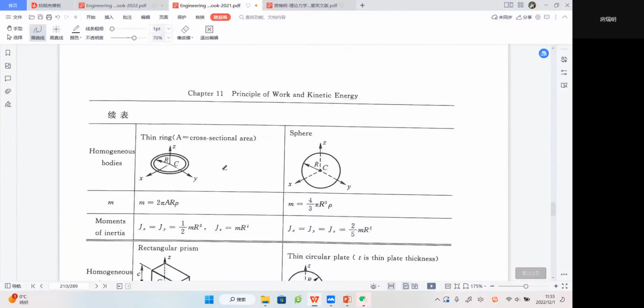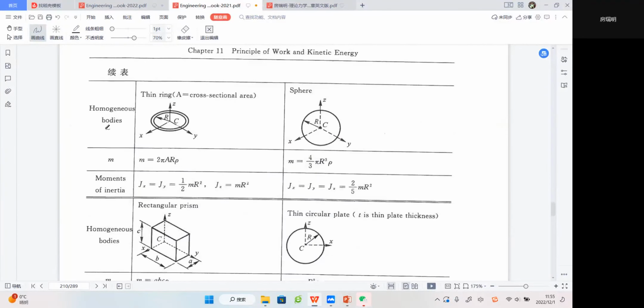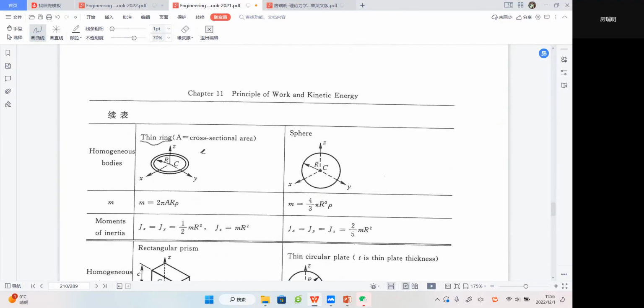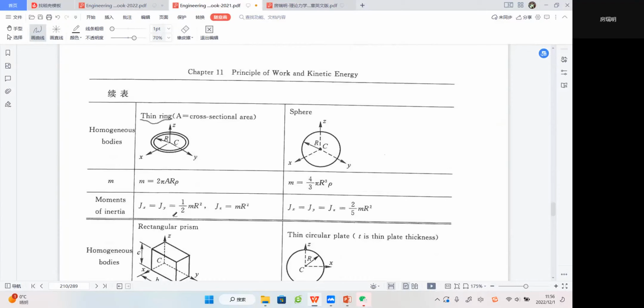Let's see. This is the homogeneous body, thin ring. So I think donut is thin ring, 圆环, a cross-section area. So it's Gx, Gz. The Gz is very important. Gx and Gy, we do not use these two very often. We seldom use them.